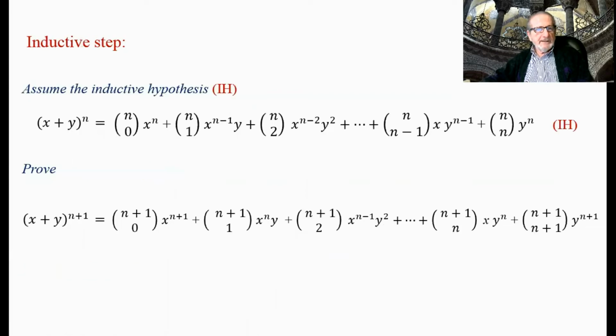Now, inductive step, we assume the inductive hypothesis, IH. We assume that this is true, and we need to prove that this is true. So we take it one step up. Every n is replaced by n plus 1. So we need to prove this.